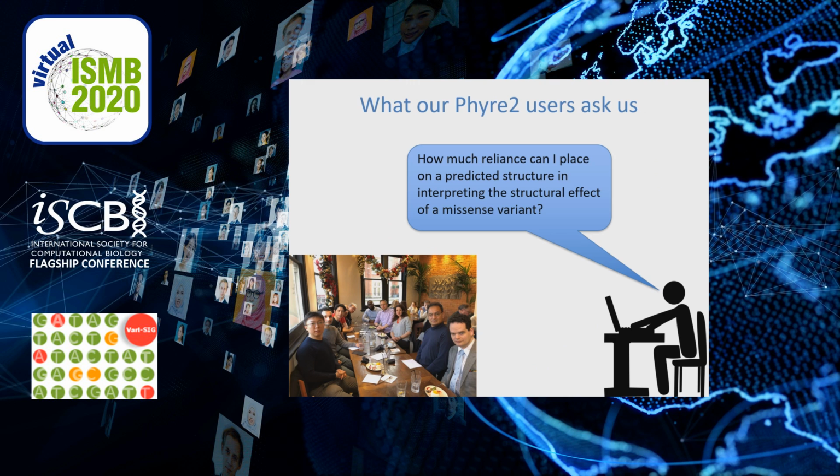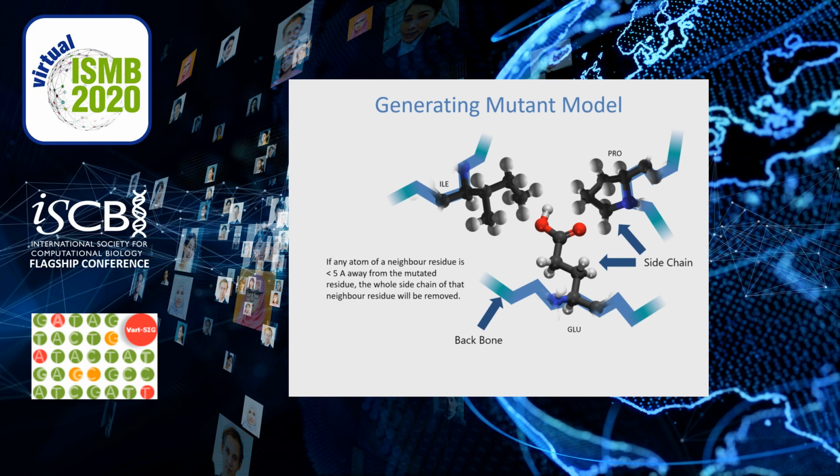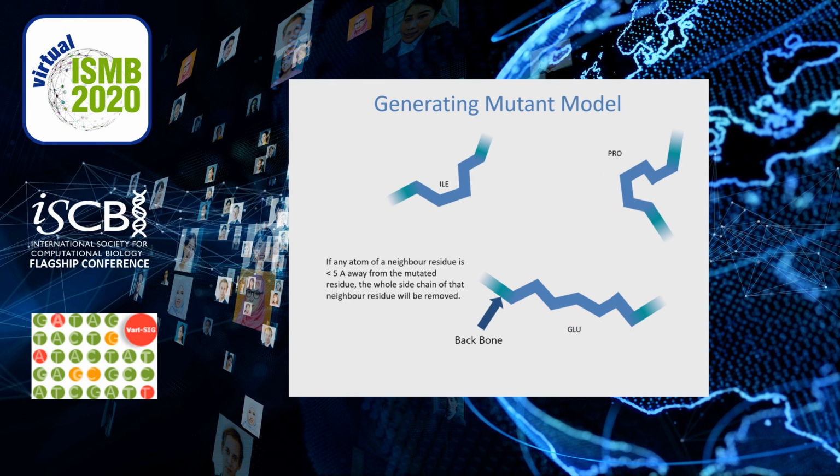Accordingly, many of our Phyre users contact us and ask if they can use the predicted structure accurately to interpret the effect of a genetic variant. This question motivated us to develop Missense3D, where we would examine in detail the structural impact of a missense variant. So the methodology starts by locating the variant, identifying the local region, removing the side chains, mutating the residue, and repacking the side chains.